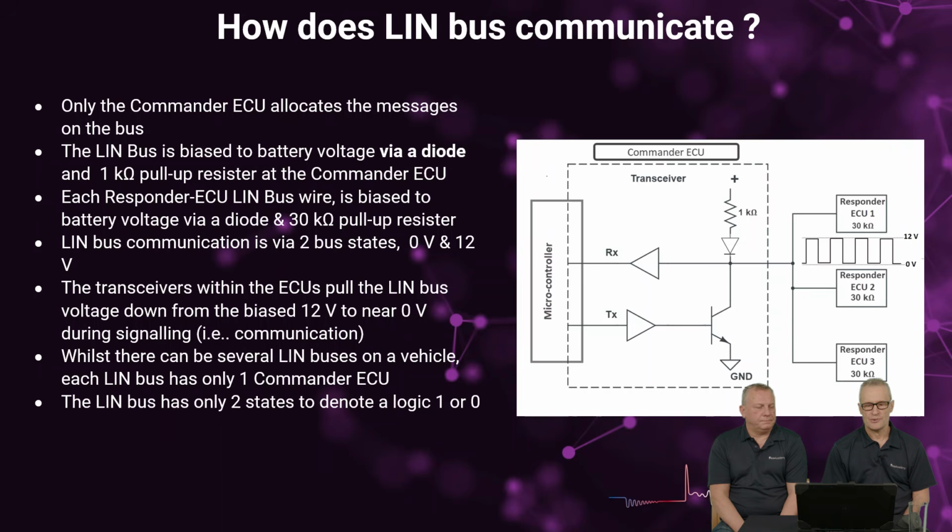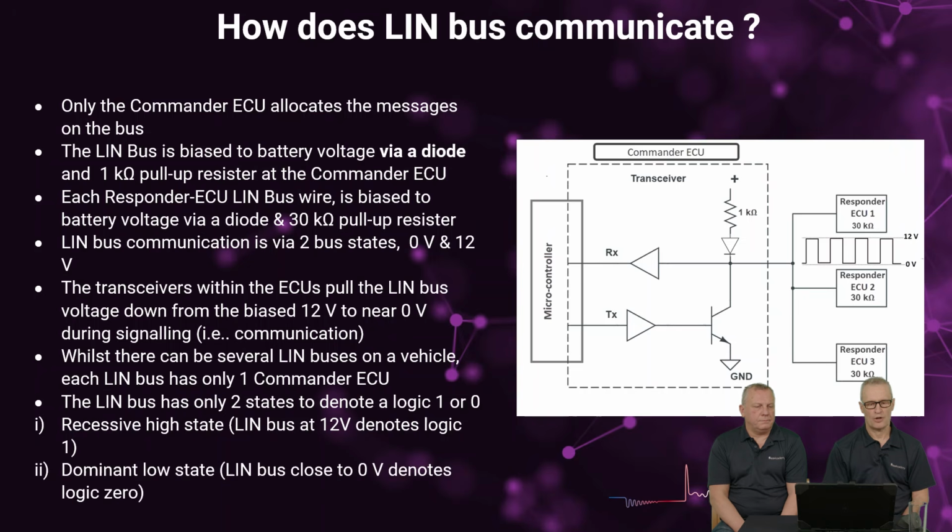The LIN Bus has only two states. Well, we mentioned it has 0 and 12, and that's two states to denote a logic 1 and a 0. Recessive, the high state, LIN Bus at 12 volts, denotes logic 1. Dominant, the low state, LIN Bus close to 0 volts, denotes logic 0. It's worth noting that in the PicoScope decoder, when we decode, certainly in binary, you'll see the ones and zeros and how they align with the pulses in the pulse train.